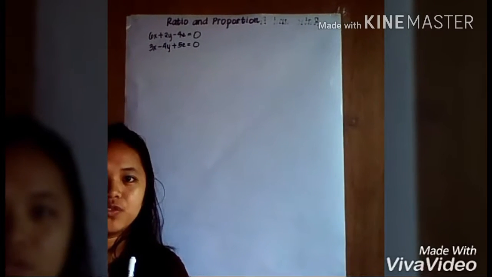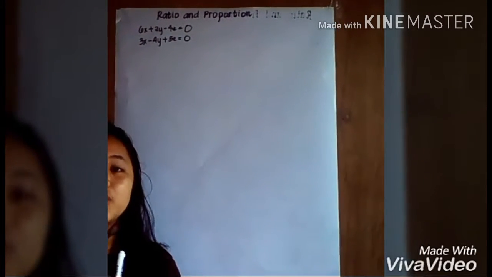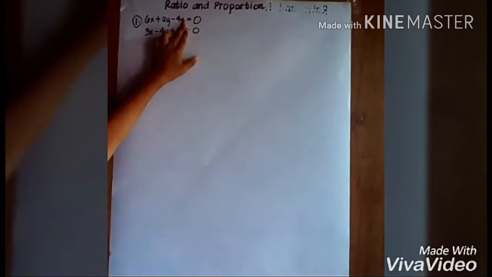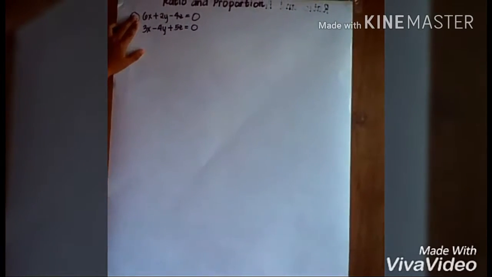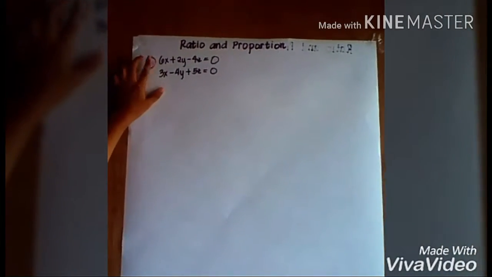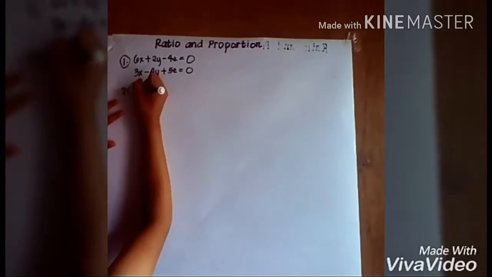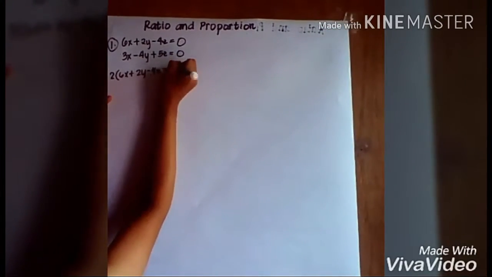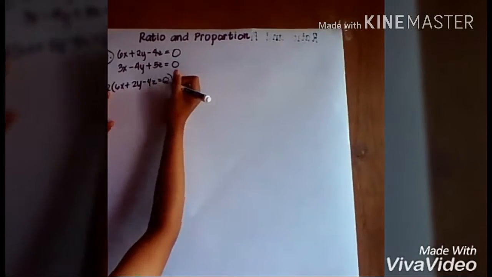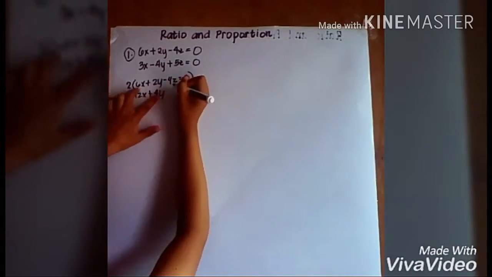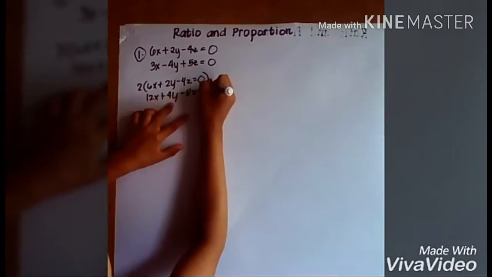So let's try to solve ratio and proportion using the property of equal ratios. So this is the first equation. We are asked to find x, y, and z. In this equation, it's easy to eliminate y. So we are going to multiply this first equation by 2. So 2 times 6x plus 2y minus 4z is equal to 0. So 6 times 2, 12x, plus 2 times 2, 4y, 4 times 2, negative 8z is equal to 0.